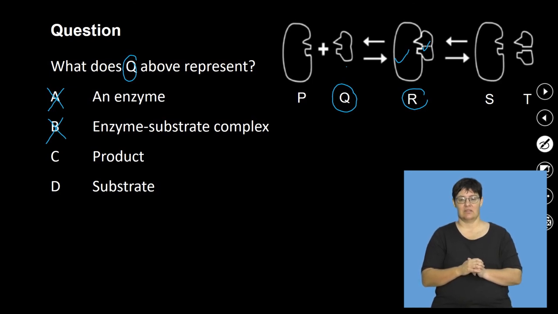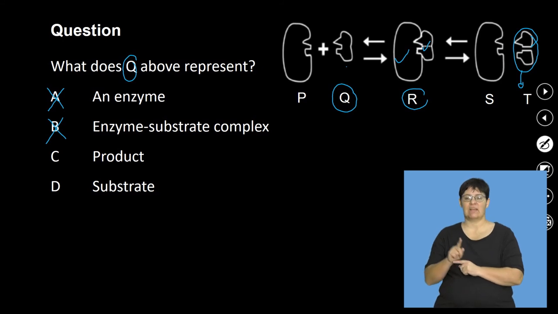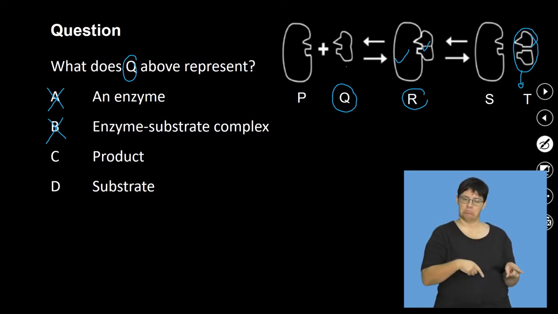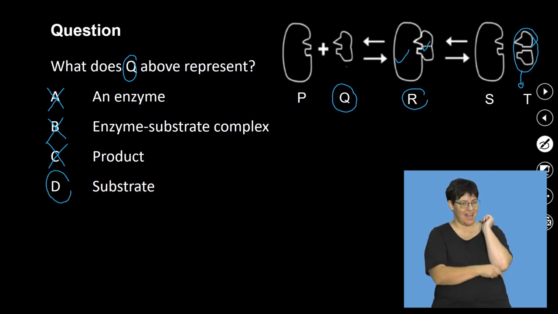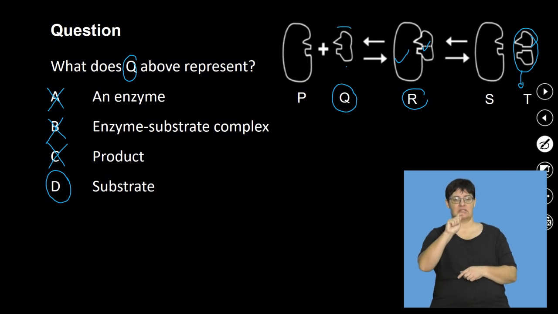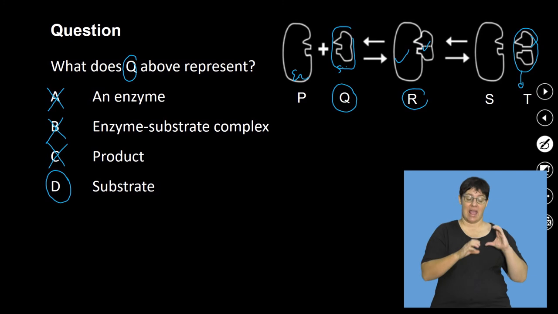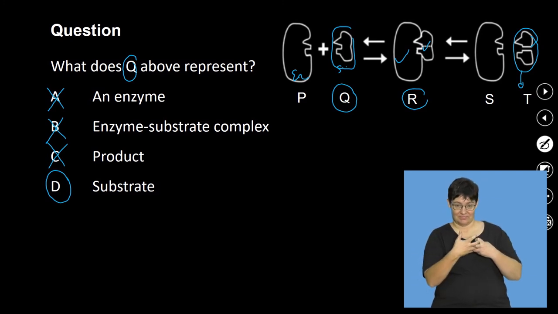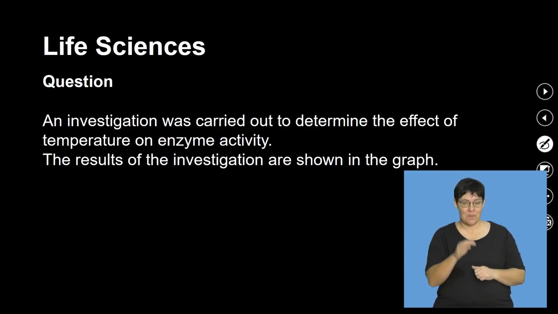Number C is the product. That's the end result. The end result is here. That is going to be number T. Is it number Q? No, it's not. Which leads me right to the last answer, number D. Is it the substrate? Definitely. Here's my enzyme, here's my substrate. My enzyme's going to work on my substrate, so my answer is going to be number D.